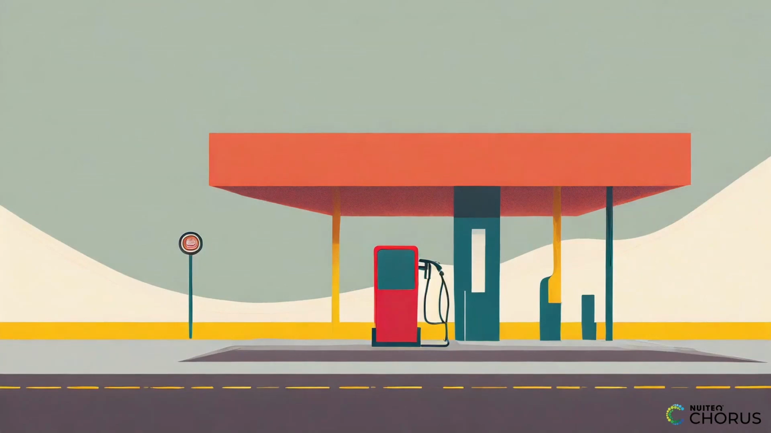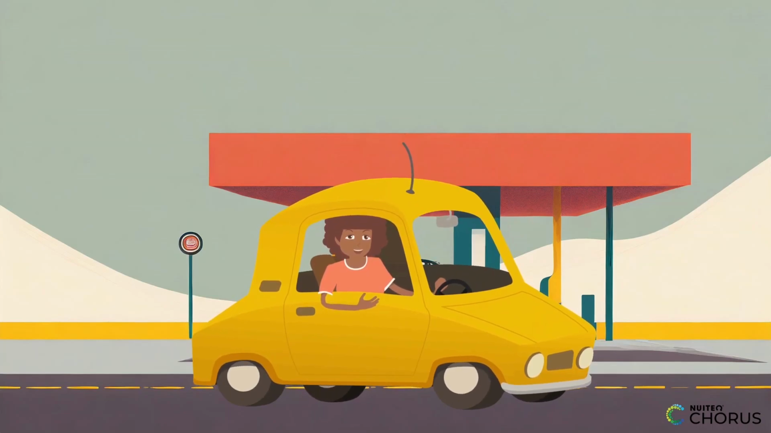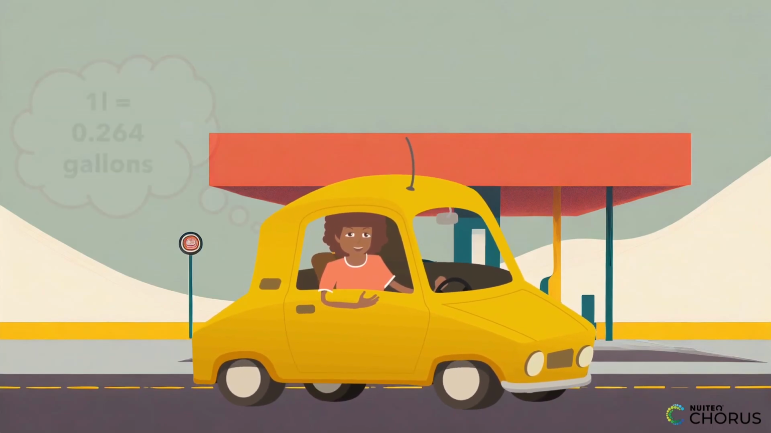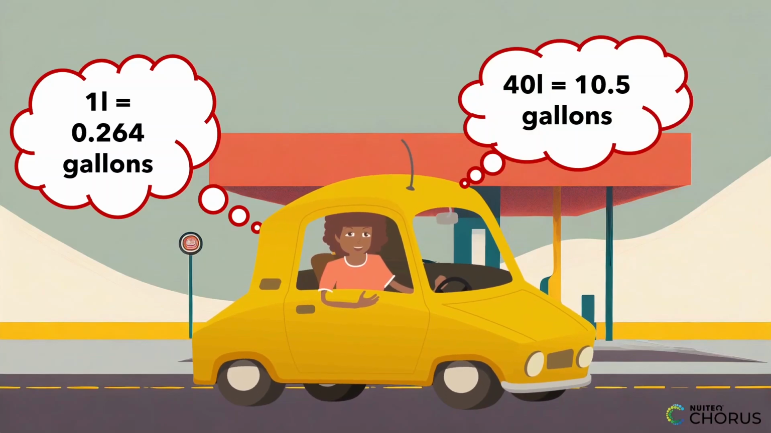Now, say you're planning a road trip and need to fill up your gas tank. Your car's fuel tank can hold 40 liters of gasoline. But wait, the gas station measures fuel in gallons. No problem. We know that 1 liter is roughly equivalent to 0.264 gallons. So, 40 liters would be approximately 10.5 gallons of gas. Time to hit the road.